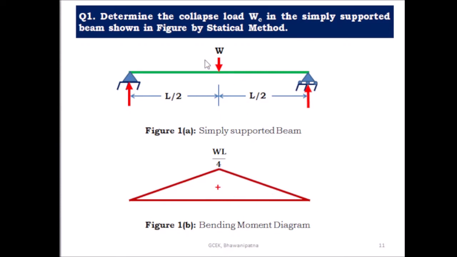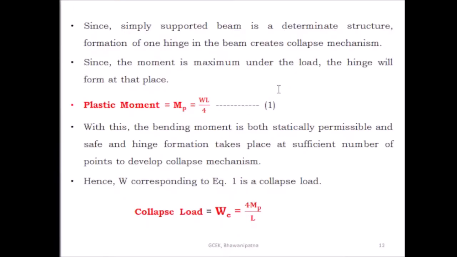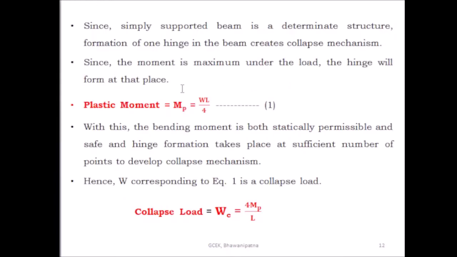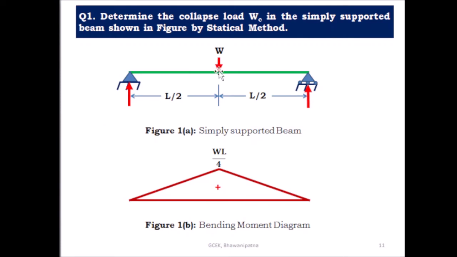So this is the bending moment diagram of the simply supported beam. Here we have to find out the collapse load of the structure by the statical method. Since the simply supported beam is a determinate structure, formation of one hinge in the beam creates a collapse mechanism. This is the maximum bending moment at the midpoint of the simply supported beam. One hinge will be formed here, and the collapse mechanism forms. Since the moment is maximum under the load, the hinge will form at that place, so here the hinge will be formed at the loading point.